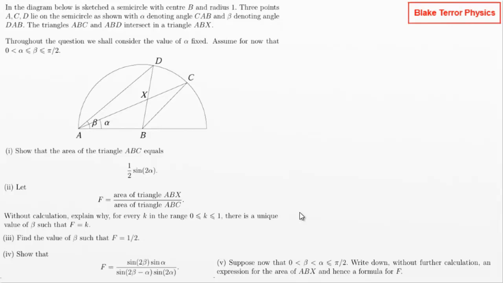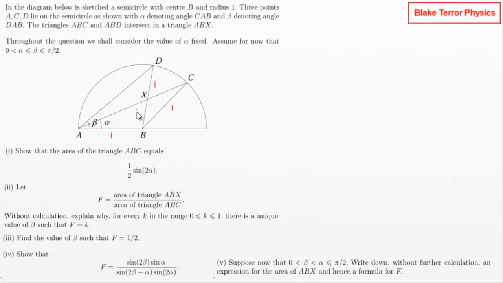Hello, this is question 4 from the 2014 MAT. In the diagram below, sketch a semicircle, centre B, radius 1. Let's mark on some of these. There are so many lines on here, but I'll put a 1 there and there. There's another one going from D to B, going all the way from B to D. It's got nothing to do with X.